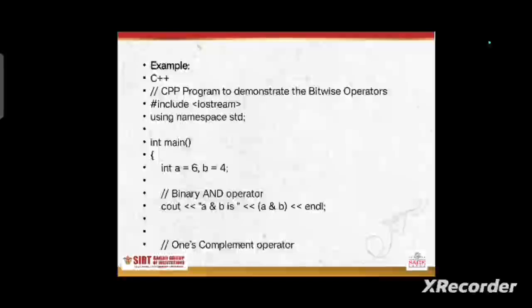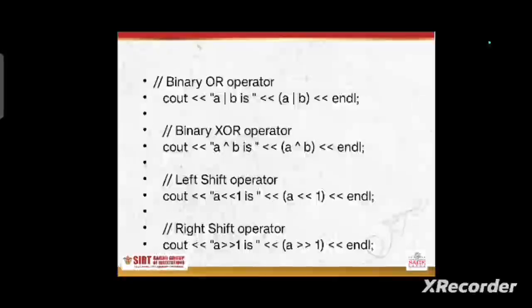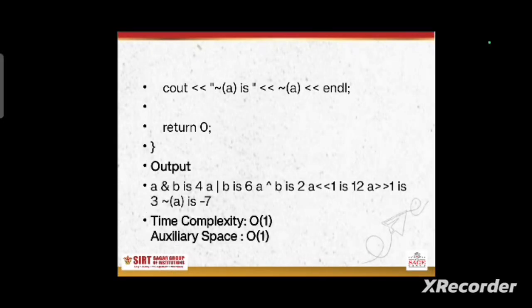If the value is positive, it will give the result true. Now this is the example program for bitwise operators. This is a C++ program. It shows binary OR, binary XOR, left shift, and right shift. So it will give the output like that.